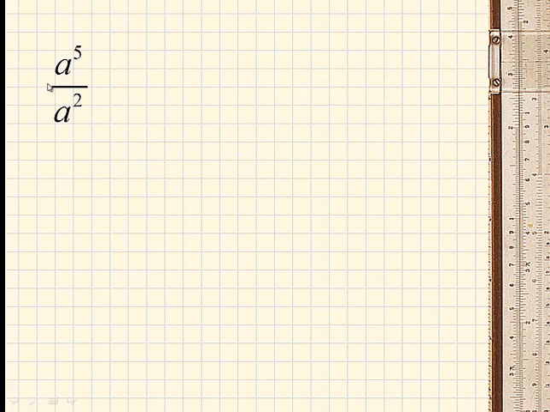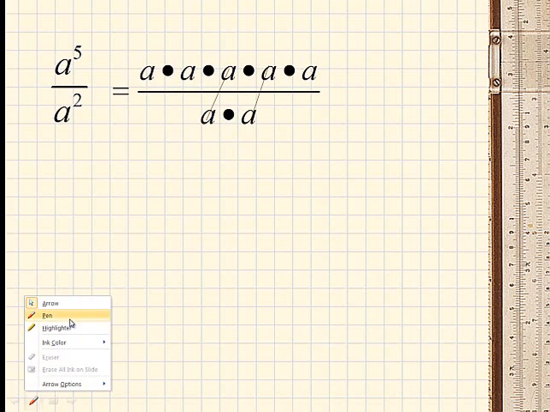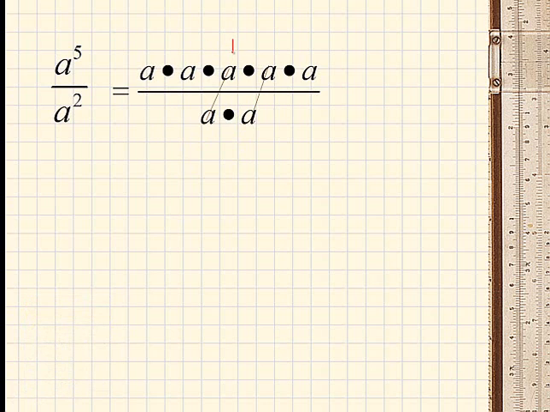Let's say I had a to the fifth divided by a squared. If I wrote out a to the fifth, I would have a times a times a times a times a. And if I wrote out a squared, I have a times a. Now, what happens when you have the same thing on top and bottom and it's all multiplication? They cancel each other out. So I could cancel these two out and these two out. And I'm not really canceling them out, because what does a divided by a equal? It actually equals 1. So this is actually 1 divided by 1 and 1 divided by 1.